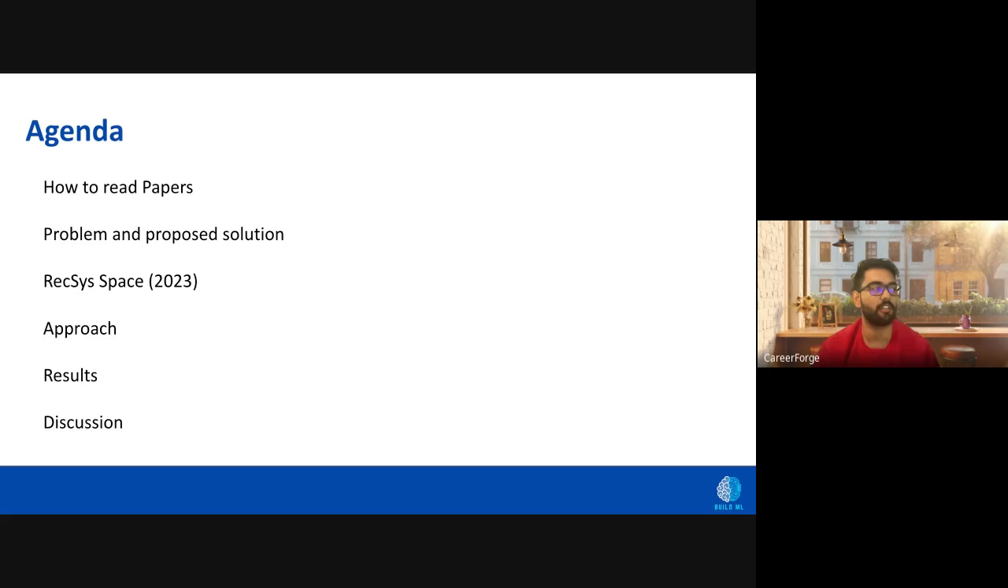I'm still catching up with the 2024 space. The approach that this paper has taken towards merging together LLMs and recommender systems, the results that the paper has shown, and then we'll go about a quick discussion, maybe take a few questions from the audience as well.